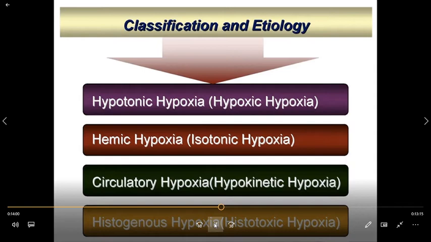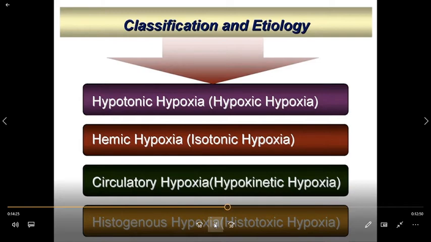They also have other names. Hypotonic is hypoxic hypoxia, and hemic hypoxia is isotonic hypoxia. The circulatory one is called hypokinetic hypoxia, and the histogenous one is histotoxic hypoxia.